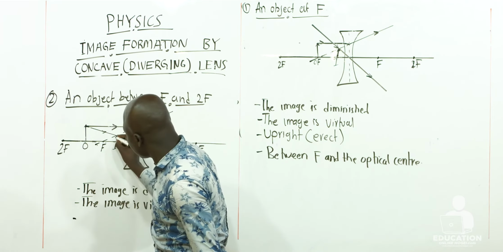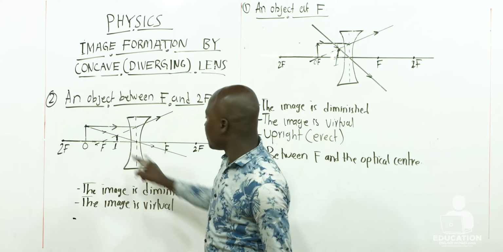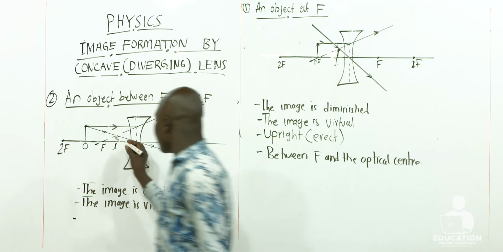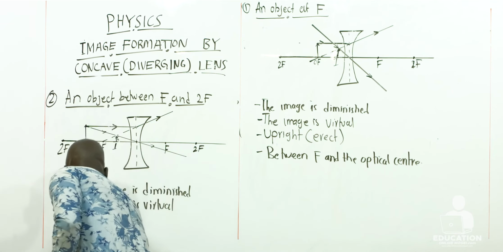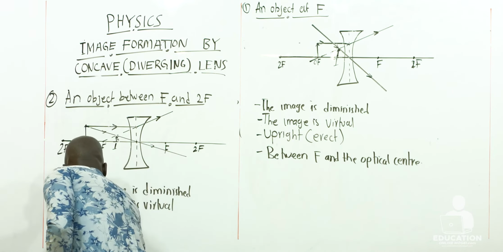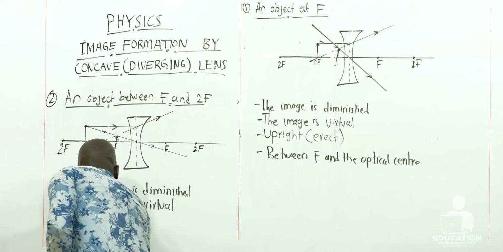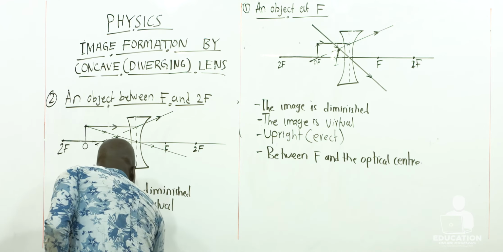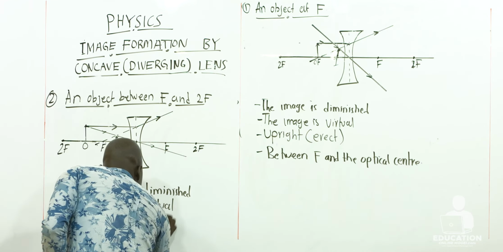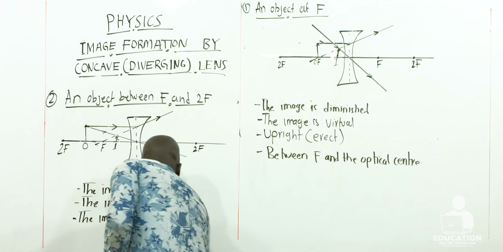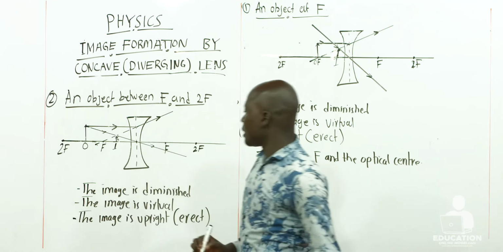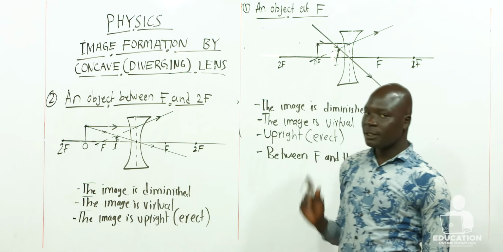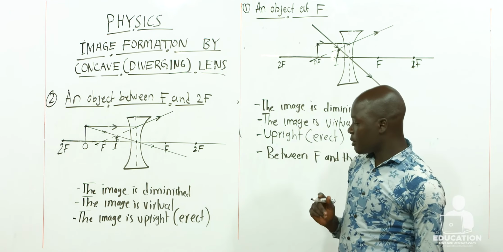Then still, when we look at this image, we shall find that the image is facing upward. So when it is facing upward, we will say the image is upright, or we use the word erect. The image is erect or upward, meaning it is facing upward.